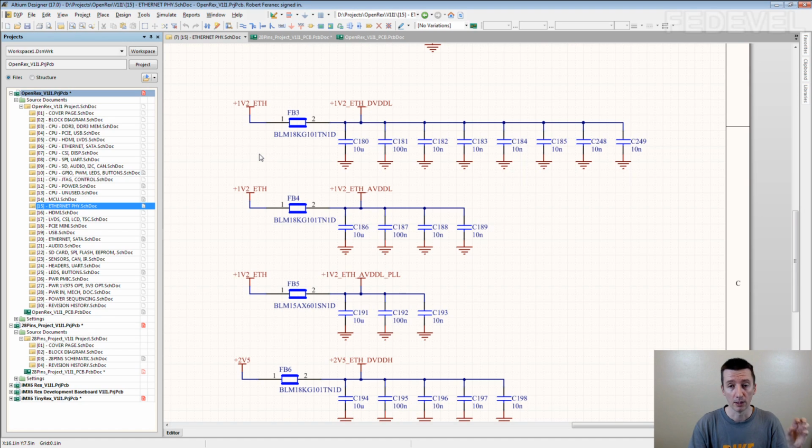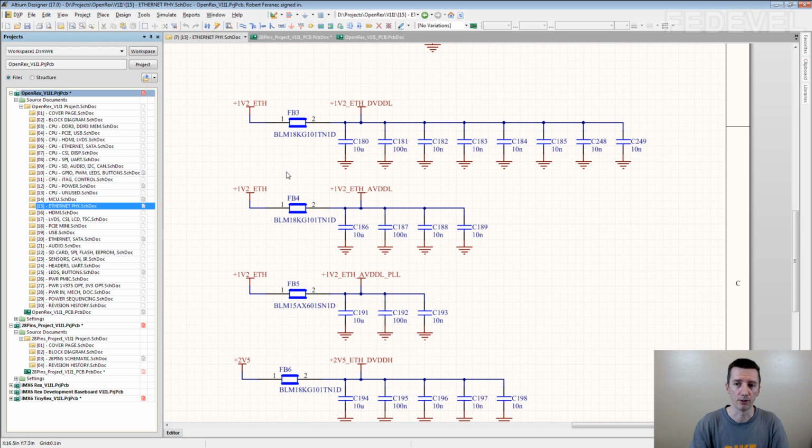It creates a single point for the entry of this power. It creates small local power plants. It all together improves the power distribution in your board.